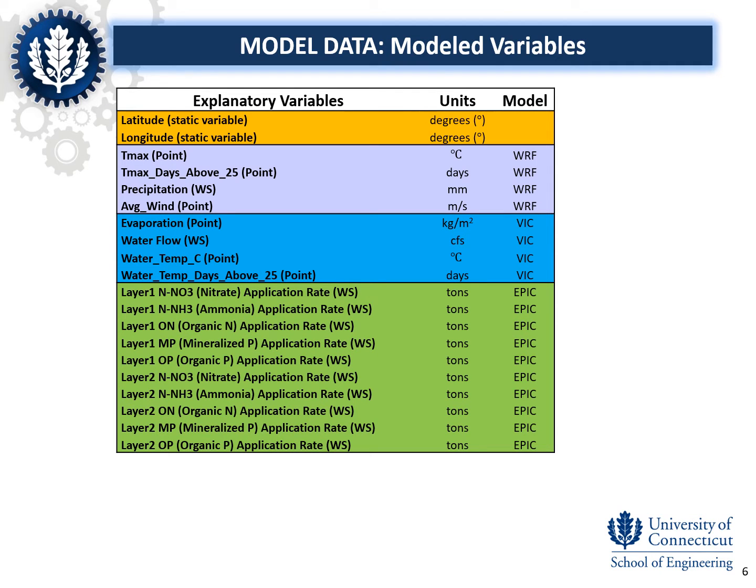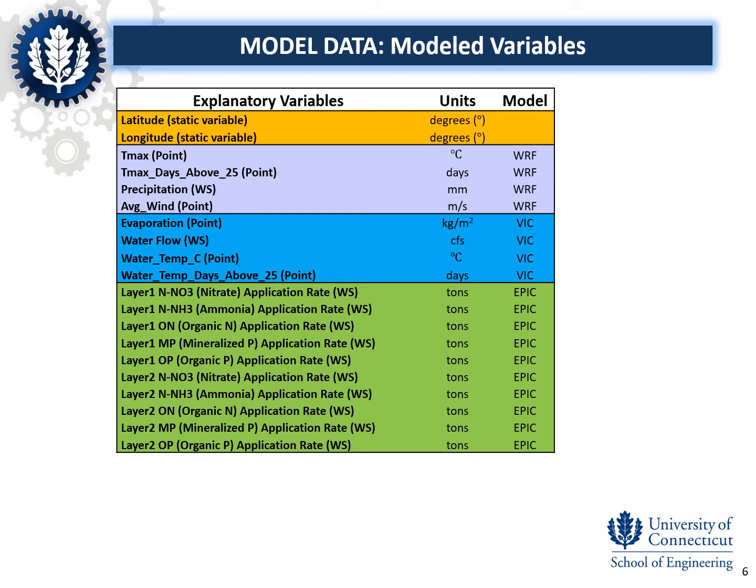This is the complete list of variables from WRF, VIC, and EPIC used to train the random forest model. The EPIC variables are shown in green, which include the different layers and forms of nitrogen and phosphorus EPIC fertilizer application variables that have been aggregated spatially for each of the individual watersheds and temporally for the chlorophyll-A season.